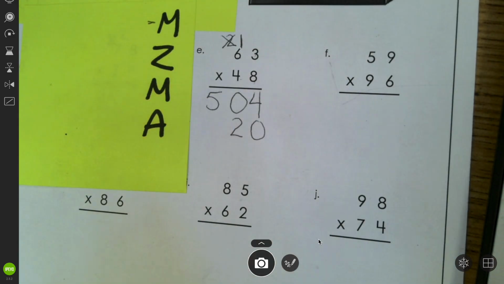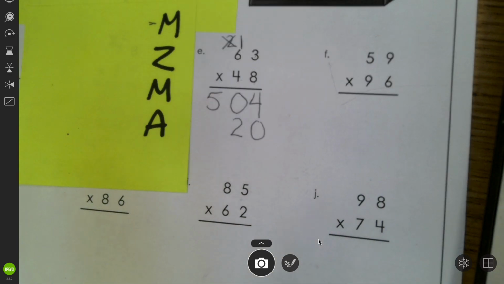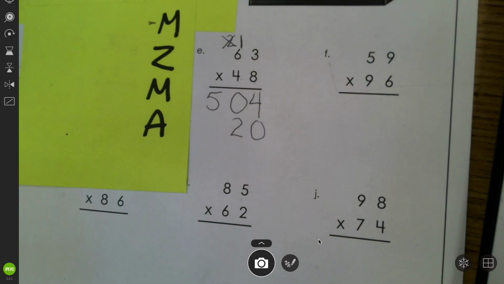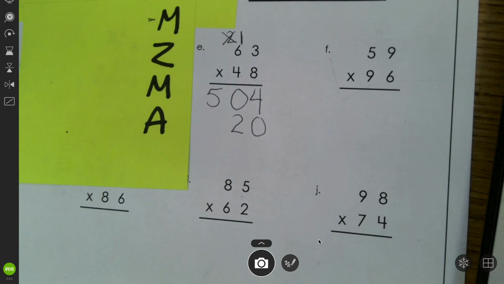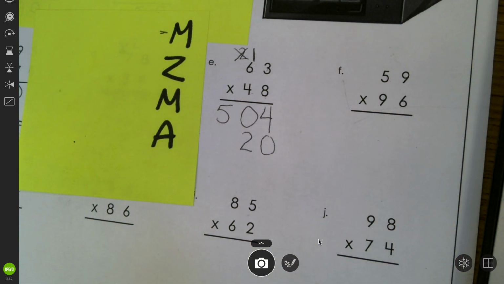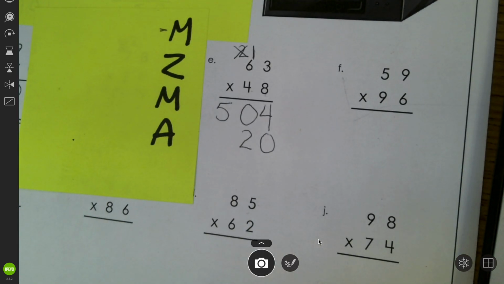By 4s, 6 times. Oh, I went way too far. Sorry. 4 times 6. I can't remember the song. Why can't I? Okay, here we go. 4 times 6. I'm going to skip count by 4 six times. 4, 8, 12, 16, 20, 24. Stop. 24 plus 1 is 25.